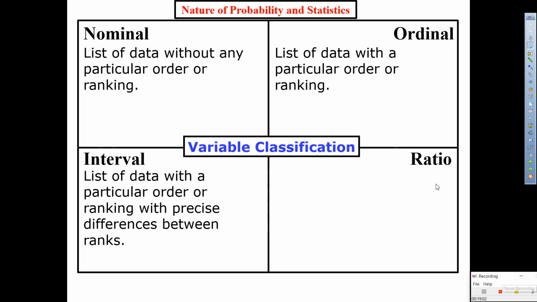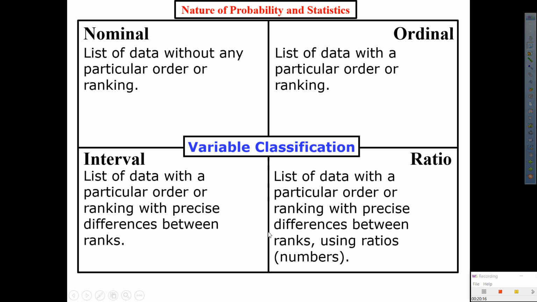All right, good. And last but not least, ratio. Ratio is basically all of this, but at the end you can use ratios with numbers. And what's another word for ratio? That you can create fractions or decimals comparing the different amounts. Everybody got it? All right, so these are the 4 different types of classifications for variables.